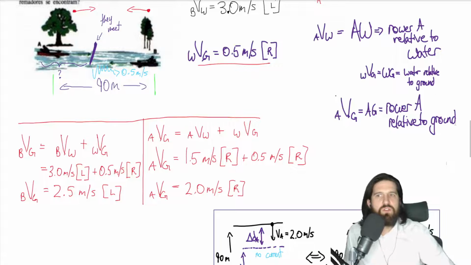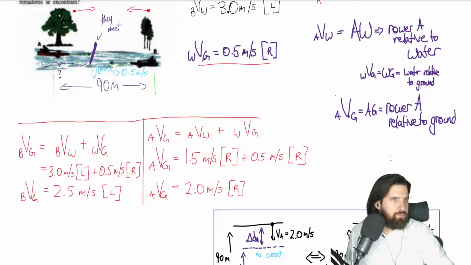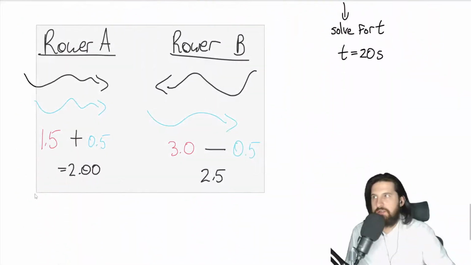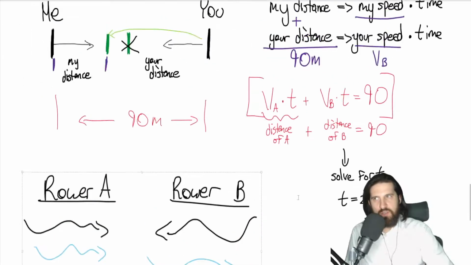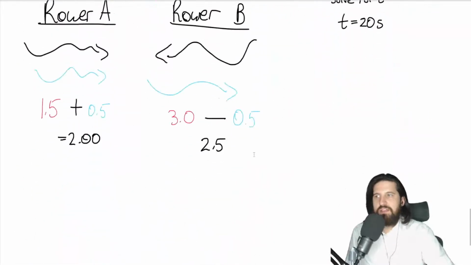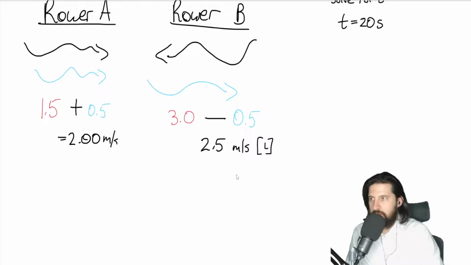And that's what each of these mean. They mean relative to the water, or water relative to the ground, or rower relative to the ground, which is the same as the shoreline. So this is the same process as this, but this is the very visual version of it. But these are the sort of equations you might need to prove it. Look, we get to the same numbers, 2 and 2.5, and here this is 2.5 to the left, and this is 2 to the right.